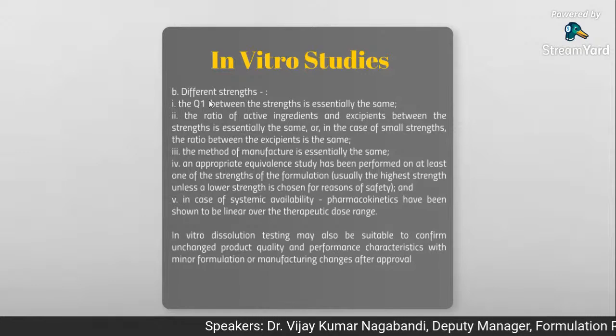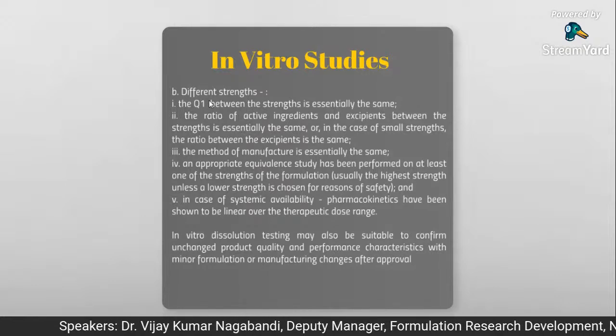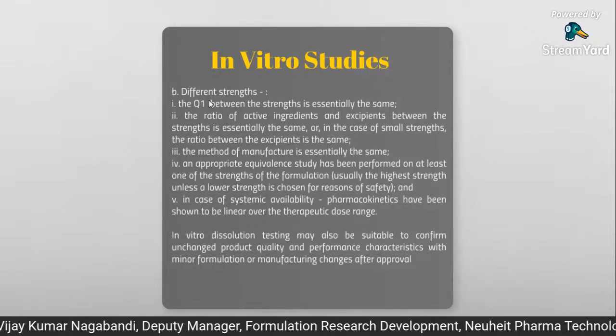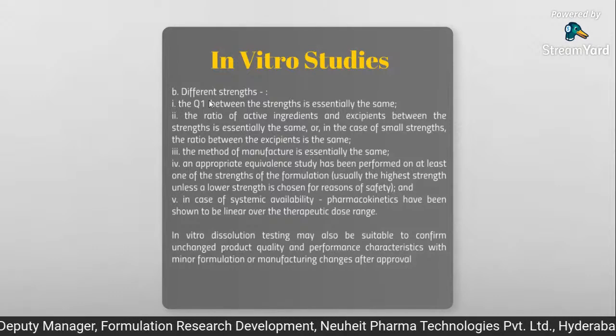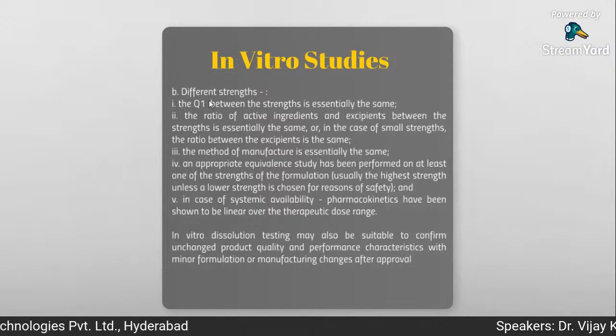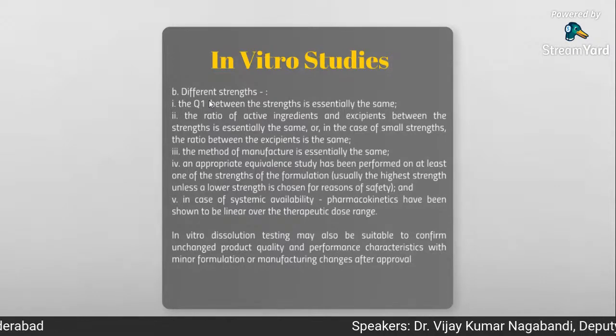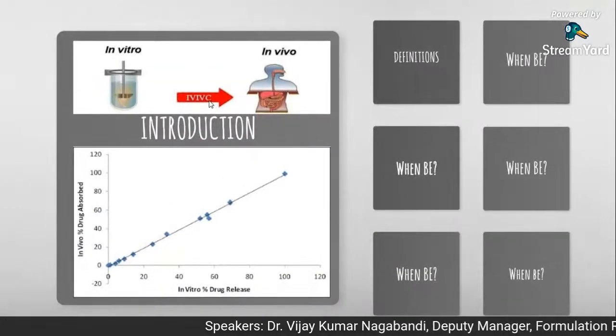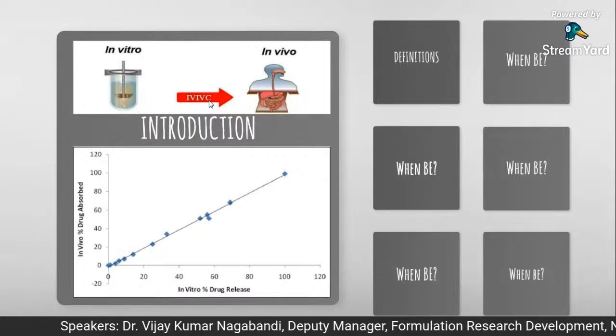So this is another criterion. Whenever we have different strengths that are all dose proportional or pseudo dose proportional, we can get the exemption of bioequivalence for the remaining strengths. Only for the higher strength do we need to do the bioequivalence; for the remaining strengths we will get the exemption. These are the conditions where bioequivalence testing is required.